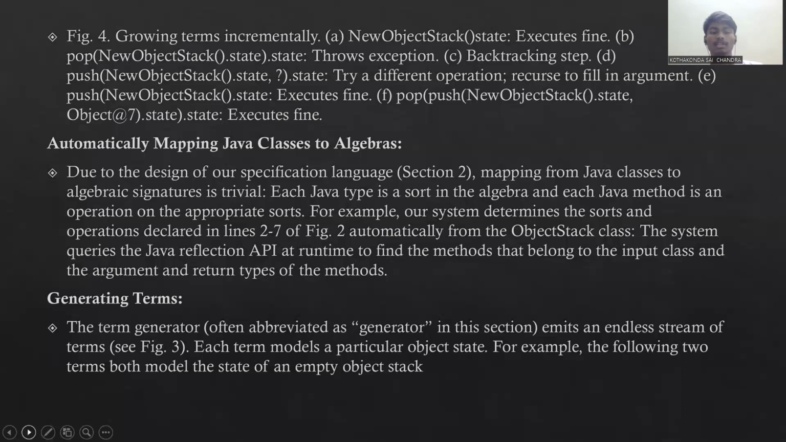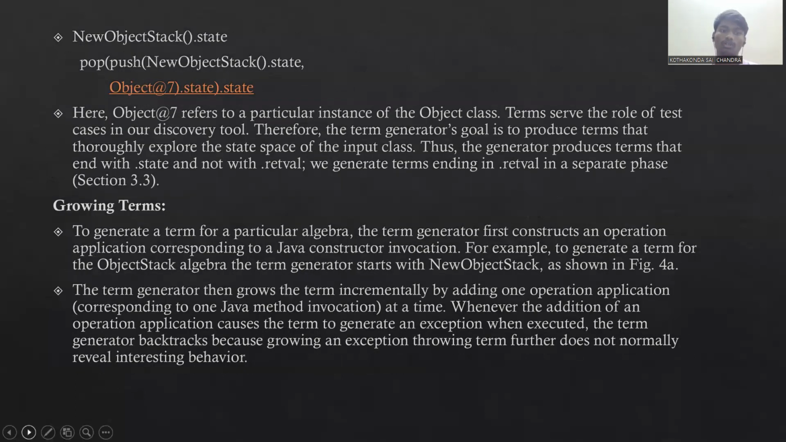Generating terms: the term generator, often abbreviated as the generator in this section, emits an endless stream of terms. Each term models a particular object state. For example, the following two terms both model the same state of an empty object stack: new ObjectStack().state, and pop(push(new ObjectStack(), object@7)).state. Here, object@7 refers to a particular instance of the Object class.